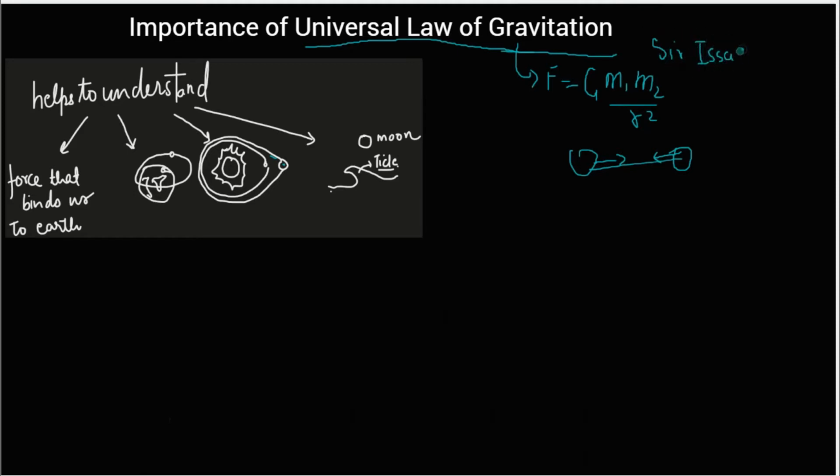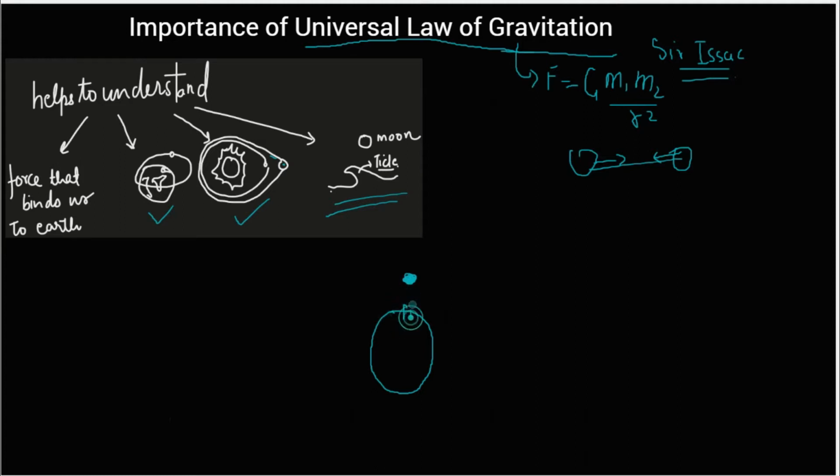We have talked a lot about this formula. Let's see what the importance of it is. Yes, we could understand how the moon revolves around the earth, and why the earth revolves around the sun. Now the new phenomenon is that the moon is very near to the earth, but sometimes it comes really near.